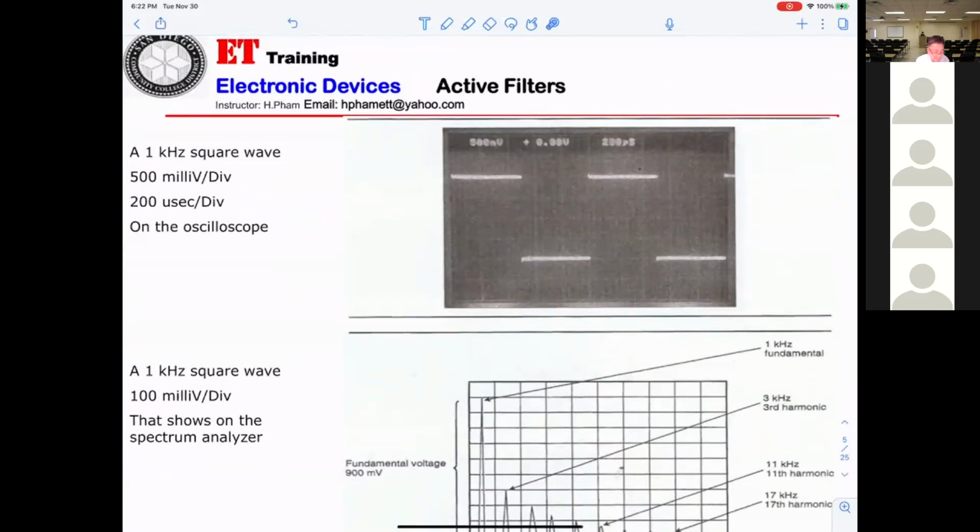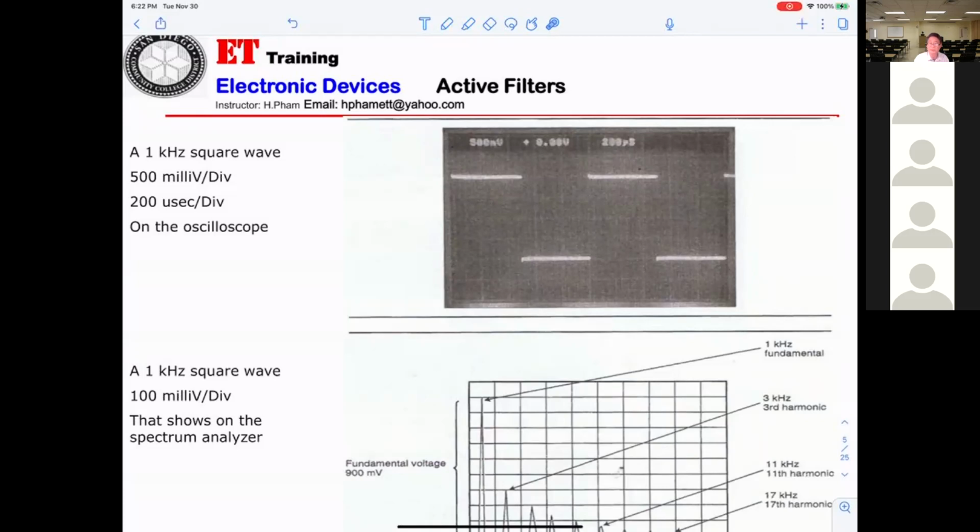Okay. You can see a 1 kilohertz square wave, 500 millivolts per division, 200 microseconds per division. That's telling you the voltage peak to peak and also the time period. And you can calculate the frequency.